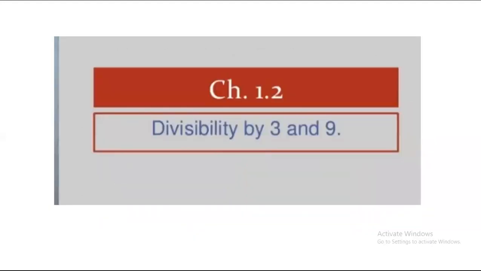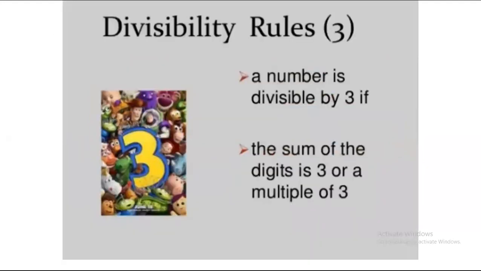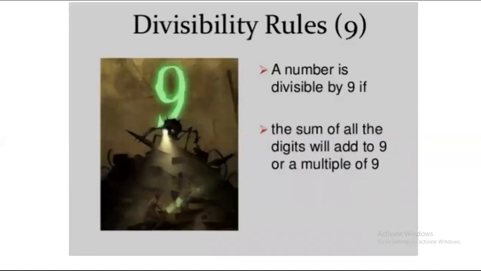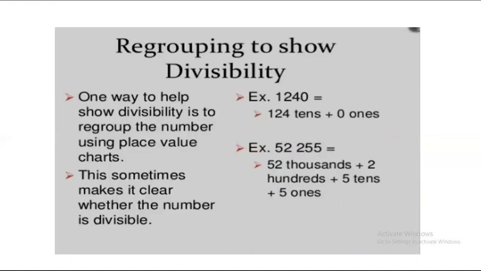Okay, let's check the divisibility rules for number 3 and number 9. For number 3, a number is divisible by 3 if the sum of the digits is 3 or a multiple of 3. Any number which comes in the table of 3 will be divisible by 3 itself. For number 9, a number is divisible by 9 if the sum of all the digits adds up to 9 or a multiple of 9.